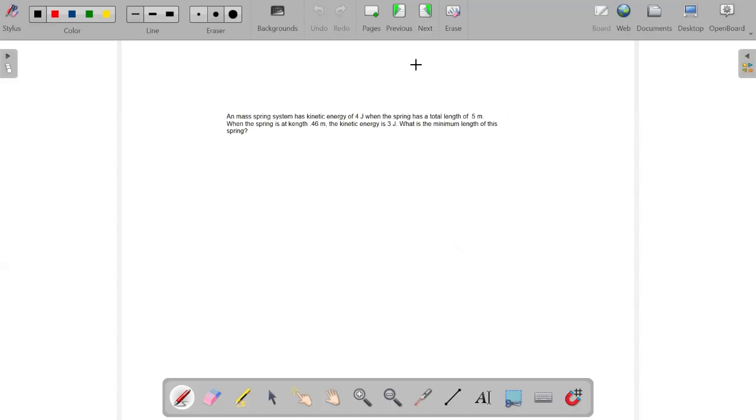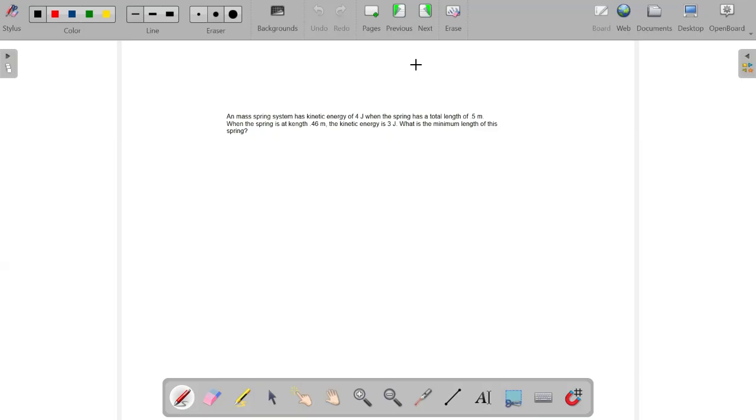Next question. A mass spring system has kinetic energy 4J when the spring is a total length of 0.5 m. When this length is 0.46 m, this kinetic energy is 3J. What's the minimum length of this spring?